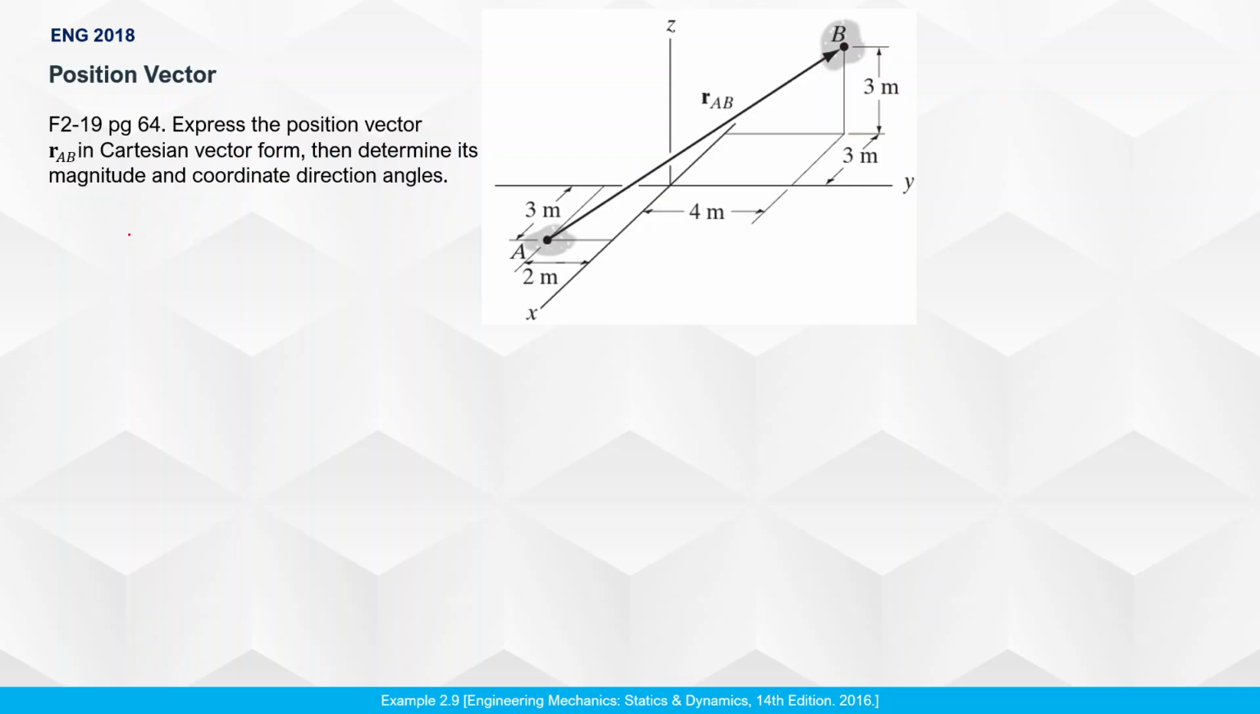Okay, so meron tayong sample problem dito. We express the position vector RAB in Cartesian vector form, then determine its magnitude and coordinate direction angles. Okay, so we're applying a lot of concepts dito. So let's do it one by one.